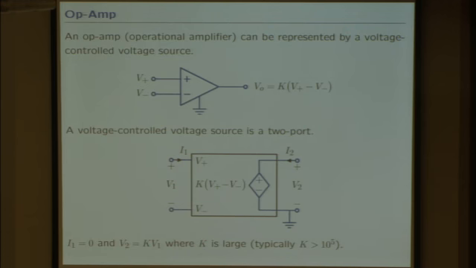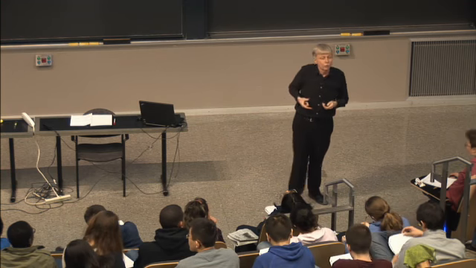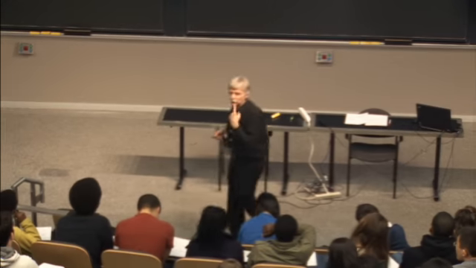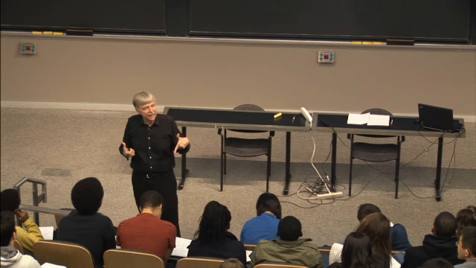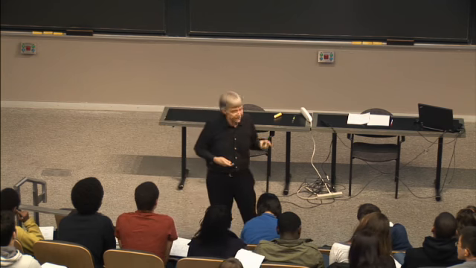And the trick in op amps is that k is typically a very big number, typically bigger than 10 to the fifth. We'll see in a minute why that's a frightfully useful way to think about, a frightfully useful component. So let's just walk through an example to see how you would solve a circuit that has this kind of a voltage-controlled voltage source in it.